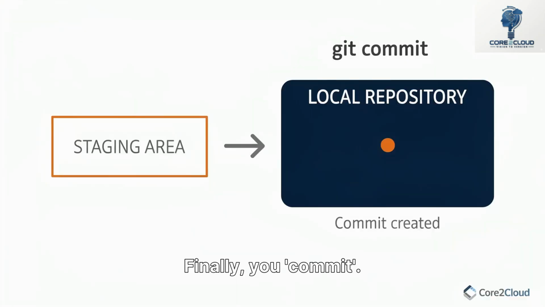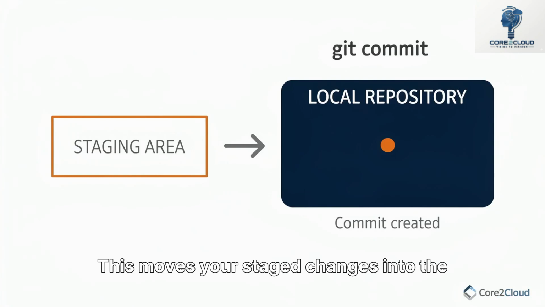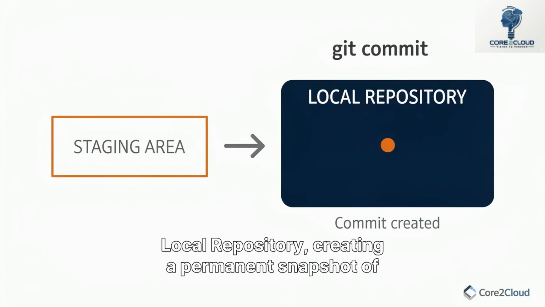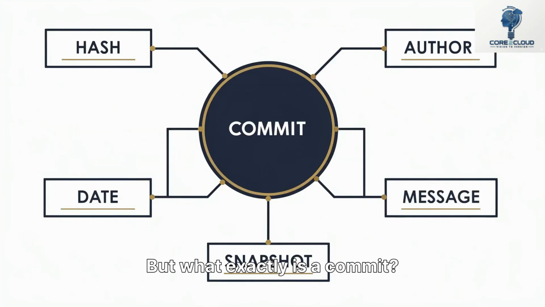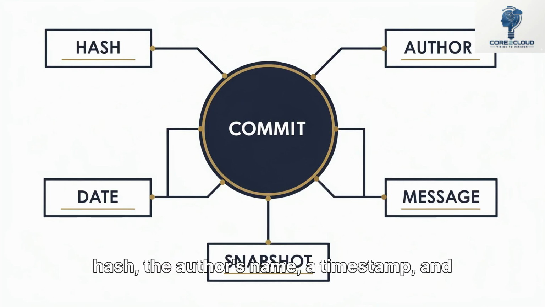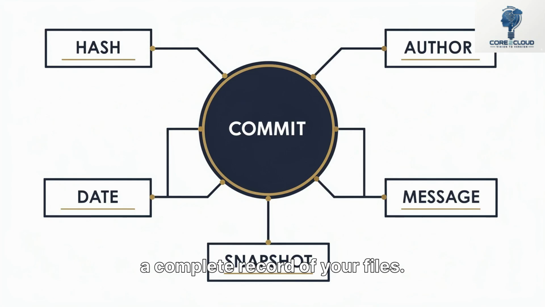Finally, you commit. This moves your staged changes into the local repository, creating a permanent snapshot of your project at this moment in time. But what exactly is a commit? It's more than just a save. It's a snapshot that includes a unique hash, the author's name, a timestamp, and a complete record of your files.